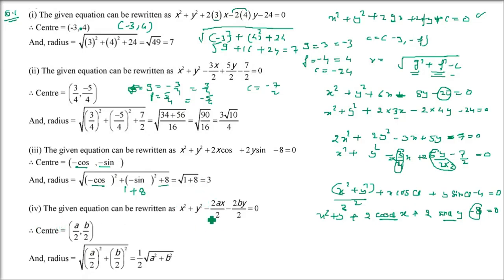Now coming to the fourth part, x square plus y square minus ax minus by. If you see here, there is no constant term. So just divide both sides by 2. We need 2 here, so f will become minus a by 2, g will become minus b by 2. C is 0 here. So what do you get here?